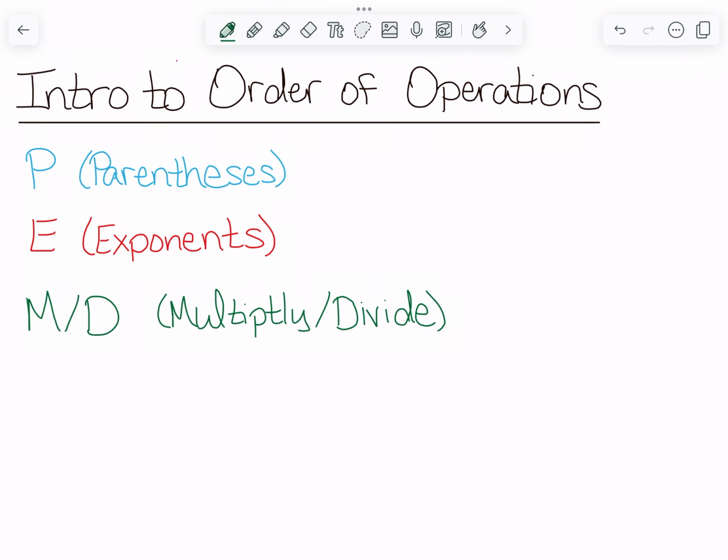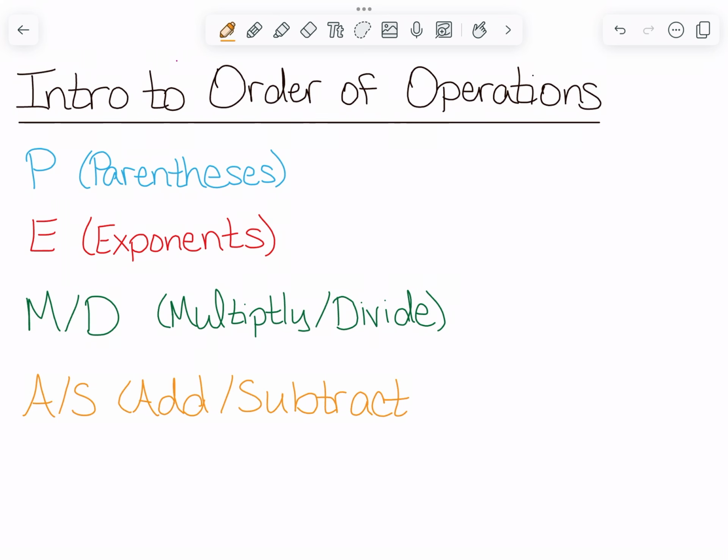Next, we perform all of our multiplications and divisions in order from left to right. So it doesn't matter if it's a multiplication or division that comes first. What matters is what appears first in the problem as we read it. We need to do all of our multiplication and division at the same time, moving from left to right.